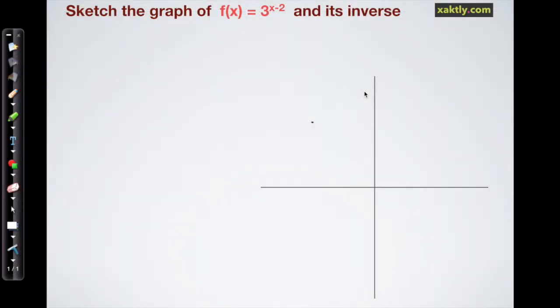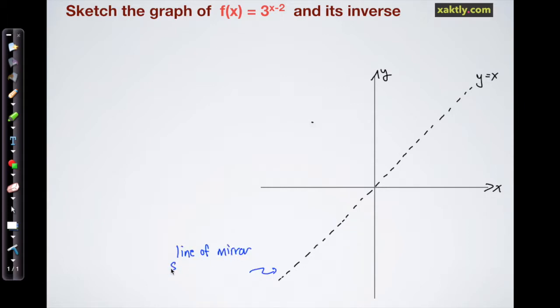Well, here's another example of graphing an exponential function and its inverse. Before I get started on these problems, I always like to sketch in the line y equals x. That's the line of mirror symmetry between a function and its inverse. And it'll be vastly helpful in graphing these two functions.